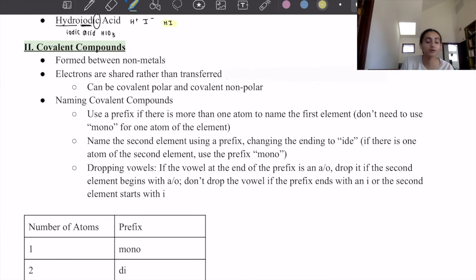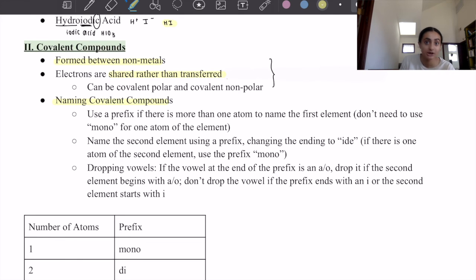Okay, so covalent compounds are super straightforward. They are formed between nonmetals, and as we learned when we talked about covalent bonds, the electrons in a covalent compound are shared rather than transferred. However, we also learned that with covalent polar compounds, they're shared unequally, and with covalent nonpolar compounds, they're shared equally. So that's just kind of an overview. Now we're going to go into naming covalent compounds.